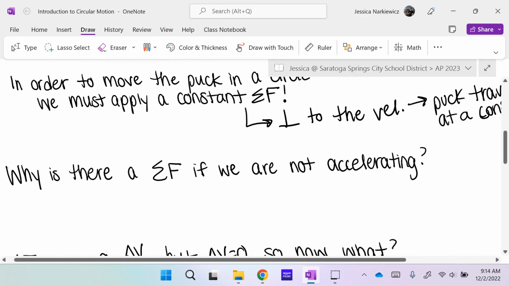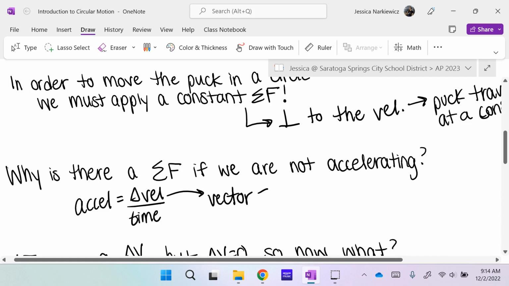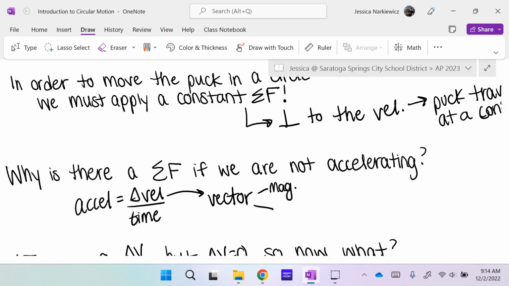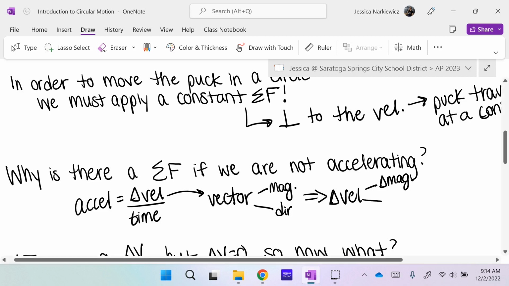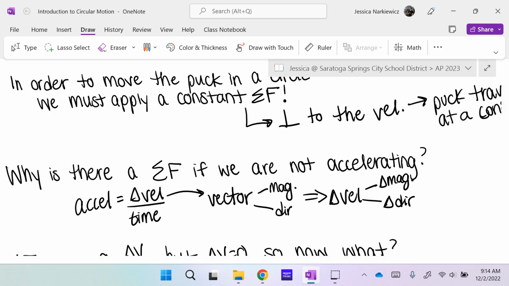So the thing to remember is that acceleration is defined as a change in velocity over time. And velocity is a vector quantity, which means it has a magnitude, or an amount, and a direction. So if we want to change the velocity, we can either change the magnitude by speeding up or slowing down, or change the direction we're moving. And when we apply that force perpendicular, that's exactly what we're doing. We're changing the direction of motion. So that's how we're accelerating, even though we're not speeding up or slowing down.